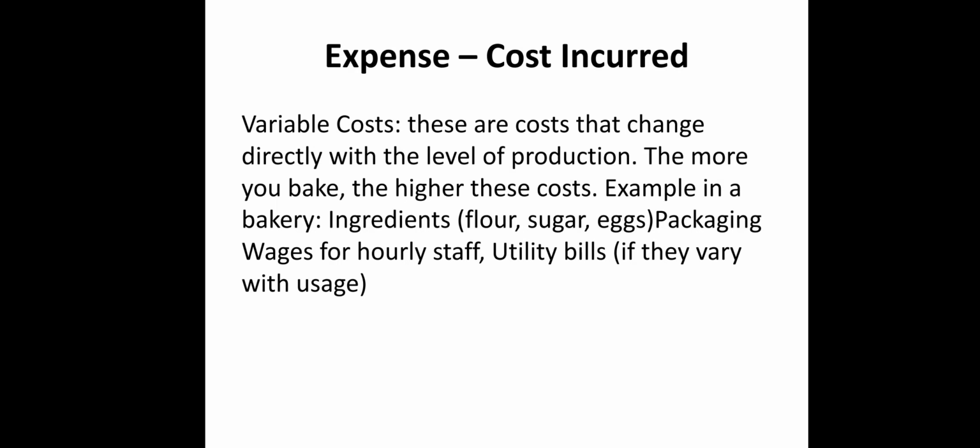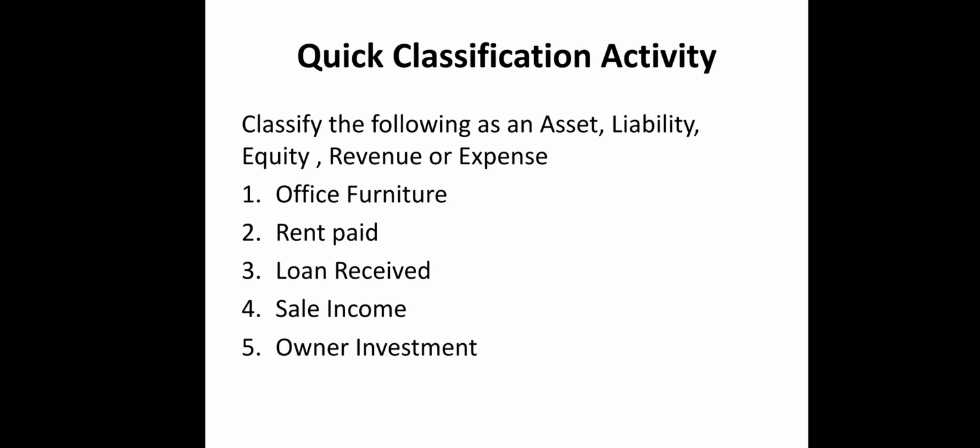And I've given more examples here. Please have a look at this slide as well. So as I have explained all the key accounting terminologies, now I've given a few examples. Look at these 5 items and see whether they fall into the category of asset, liability, equity, revenue, or expense. Let's take a minute and think about it.